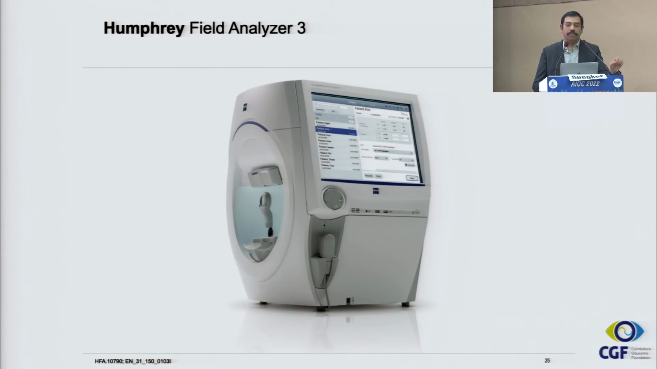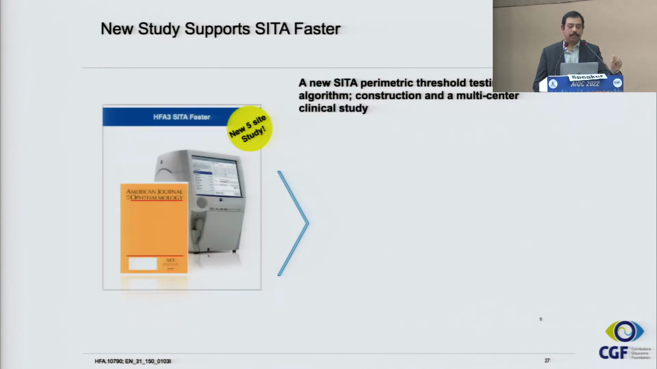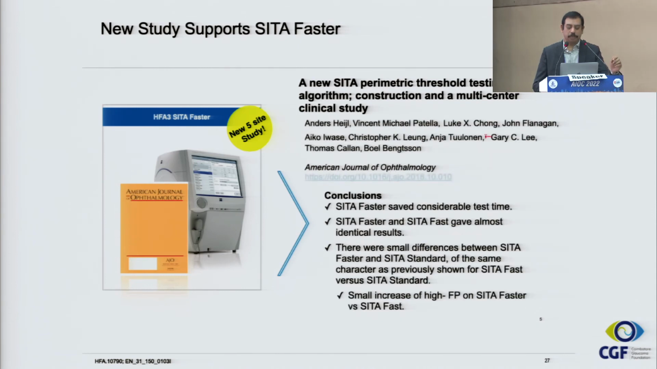And coming to the Humphreys, what is a new upgrade in the Humphreys is one is the SITA Faster 24-2 program. Then you have a 24-2C where you have the central points, the number of points that have increased so that we don't miss any of the points. And then they have the review software, which is similar to the Octopus iSuite software, and the automated patient alignment. So these are the newer introductions they have done. They say that the SITA Fast reach is much faster than the existing SITA Fast program, which has saved the patient's time and also our time as well.